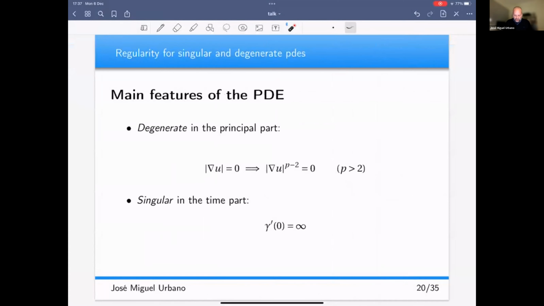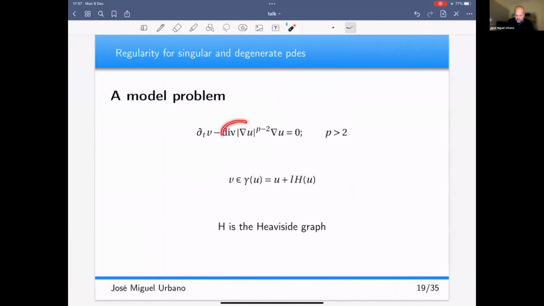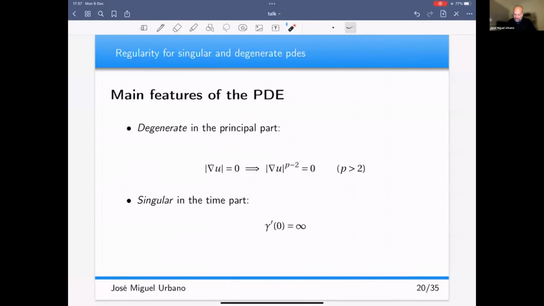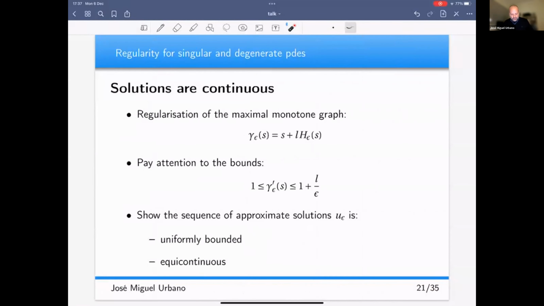So you see, suppose you have a nonlinear diffusion and you have the p-Laplacian in the principal part. You see that your equation is degenerate in the principal part because p is greater than 2 again, and you have a singularity in the time part because this graph has a derivative at 0, which roughly speaking is infinity, right? Because of this jump at 0. So you have a PDE which is degenerate and singular at the same time. And so you can still show in this case that solutions are continuous.